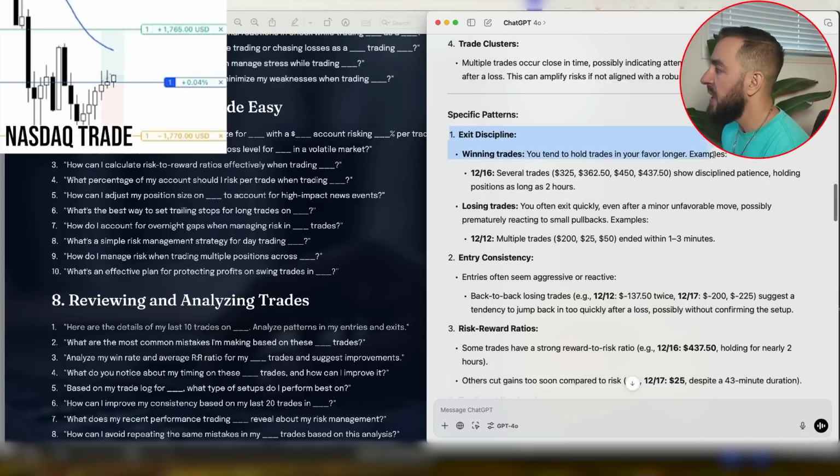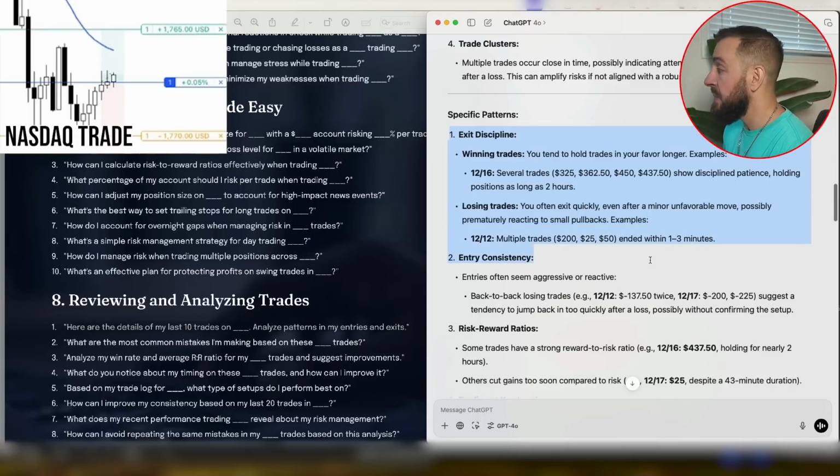Exit discipline. You tend to hold trades in your favor longer, showing disciplined patience, holding positions as long as 2 hours. It's mentioning those specific trades on 12/16. Losing trades. You often exit quickly, even after a minor unfavorable move, possibly prematurely reacting to small pullbacks. So that's something I want to look at.